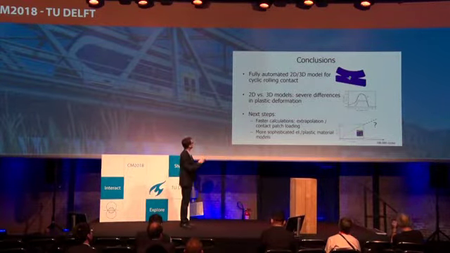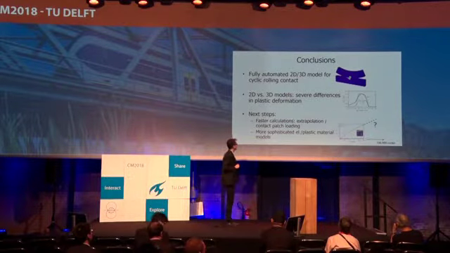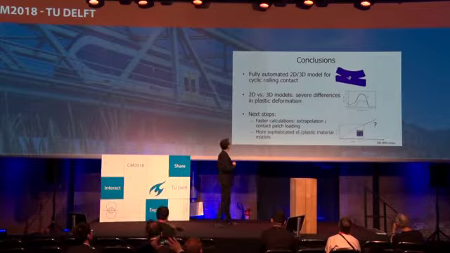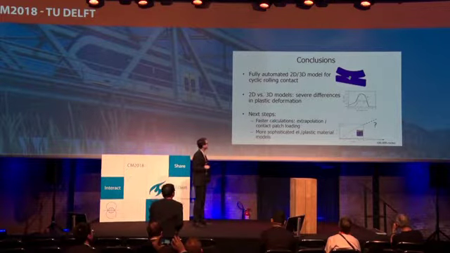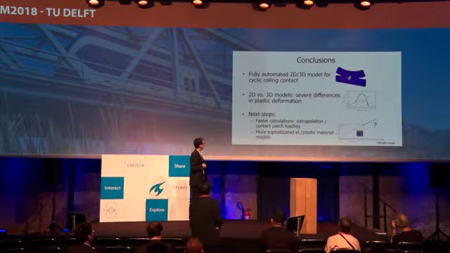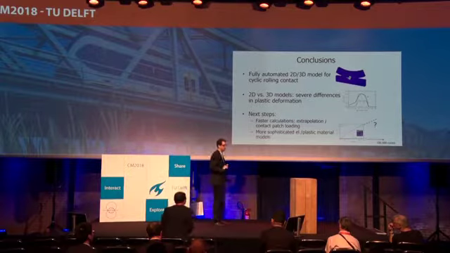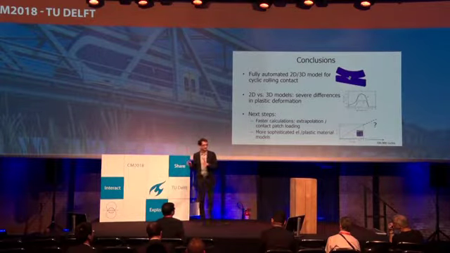We have a fully automated 2D and 3D model for this cyclic rolling contact with plastic deformation. We see severe differences between 2D and 3D case in plastic deformation. And the next steps are to think about how we can speed it up and how we can take that as a basis for further going to contact patches validated with this. And the other one is to use a more sophisticated elastic plastic material model.